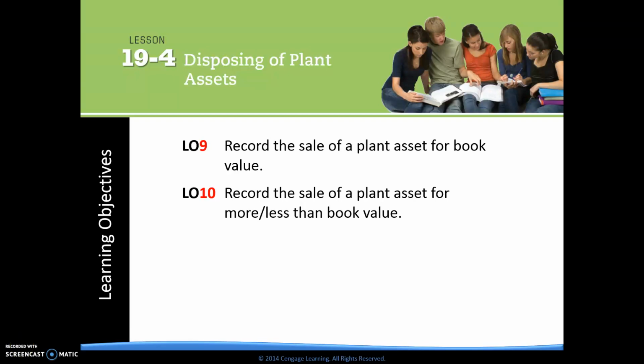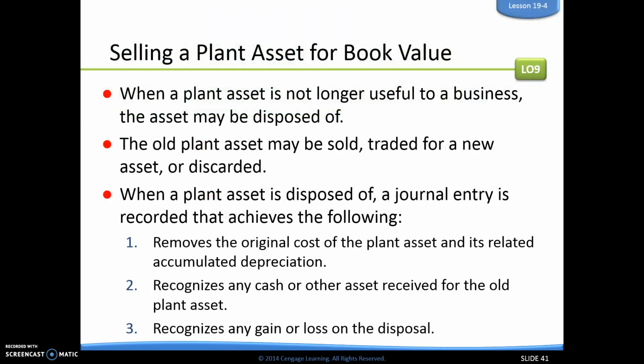Okay, in section 19.4, what we're talking about is once we get to the end of the useful life of the plant asset, that asset has to be disposed of. And so we need to talk about how do we record the sale of a plant asset for book value, and then also what happens if we have to sell the plant asset for more or less than our book value. So let's talk first about selling our plant asset for book value.